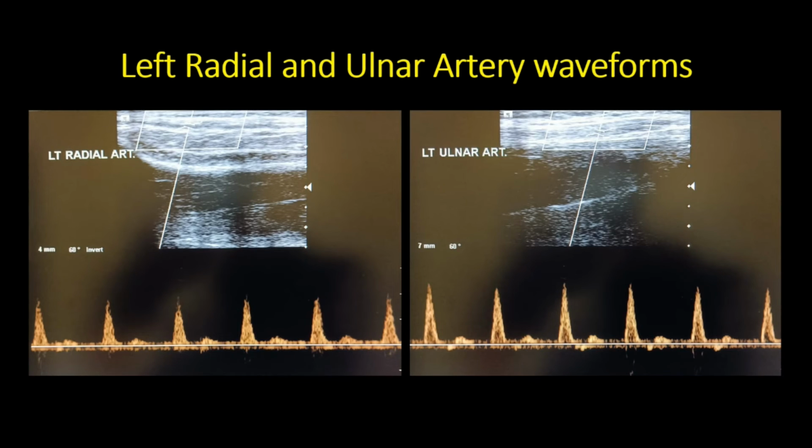Compare the previous image with the normal left hand. The left hand radial and ulnar artery waveforms are of high resistance flow pattern. That is a normal pattern.